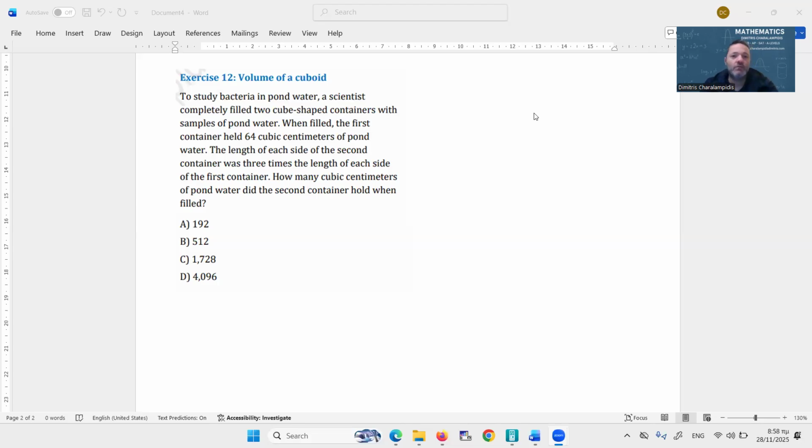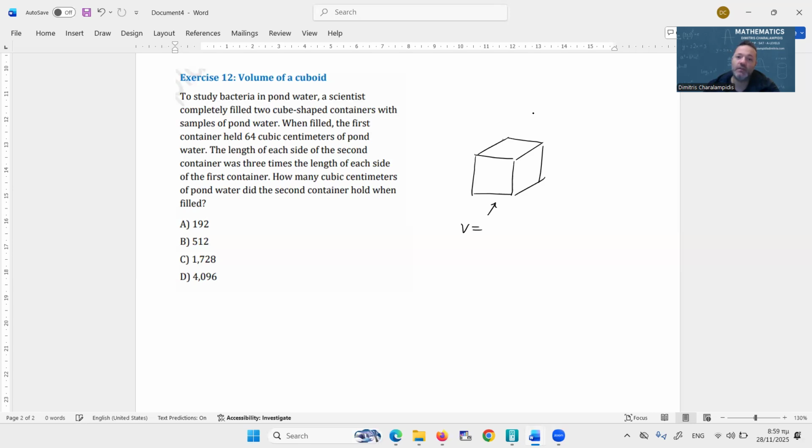Exercise 12. To study bacteria in pond water, a scientist completely filled two cube-shaped containers with samples of pond water. When filled, the first container held 64 cubic centimeters of pond water. So we have two cube-shaped containers. Let's create the first one. That could have been the first one. And we know that for this one, it held 64 cubic centimeters.